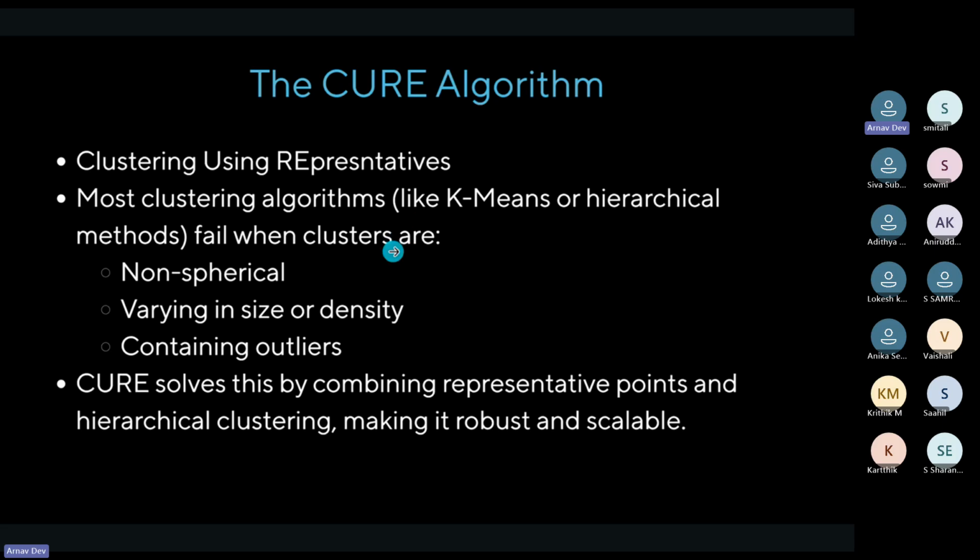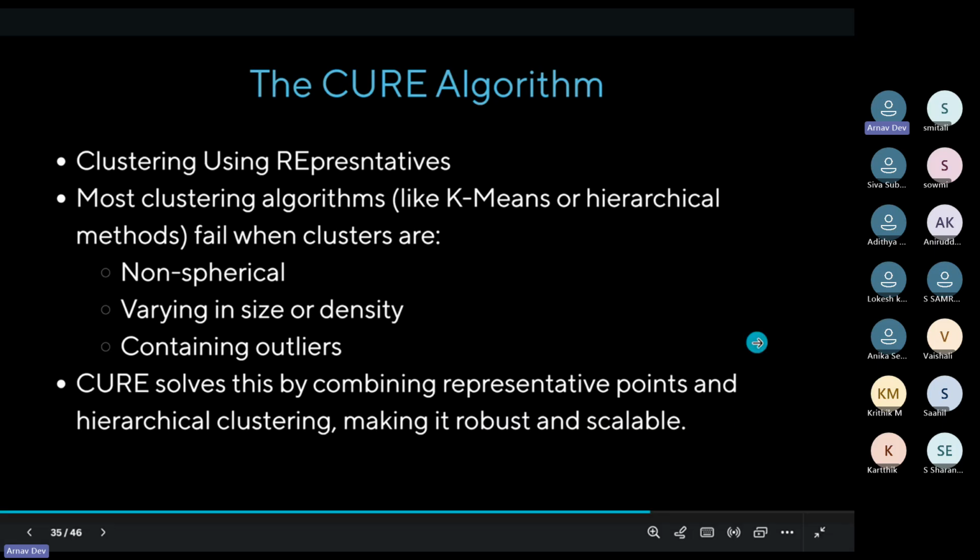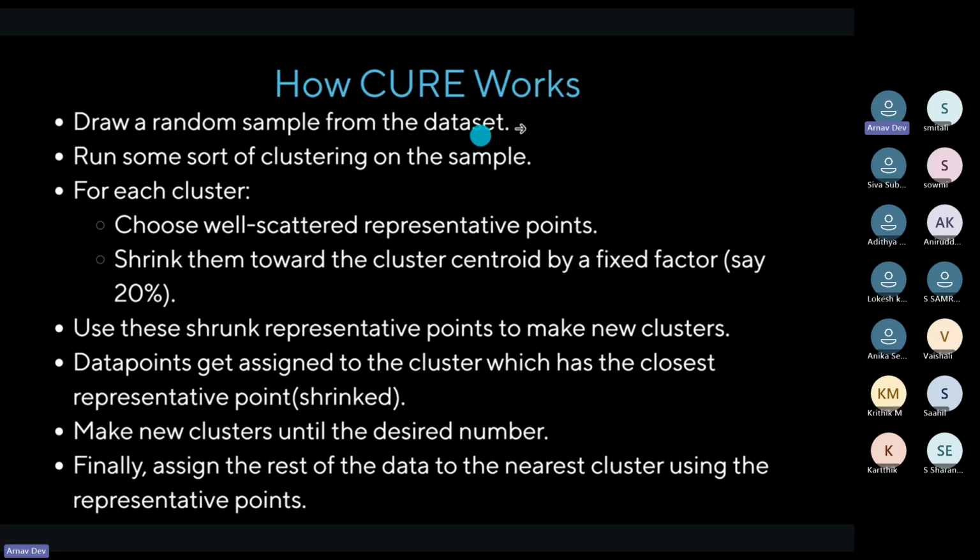First of all, in k-means clustering, you don't get banana-shaped or other types of cluster shapes. You usually get a circular or an oval type of cluster. Most clustering algorithms fail on non-spherical clusters, clusters that vary in size or density, and data containing outliers. These are the criteria where most clustering algorithms fail. CURE solves it by combining representative points for a particular cluster, which makes it robust and scalable. So how does the CURE algorithm work?